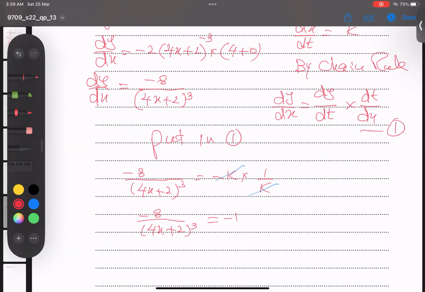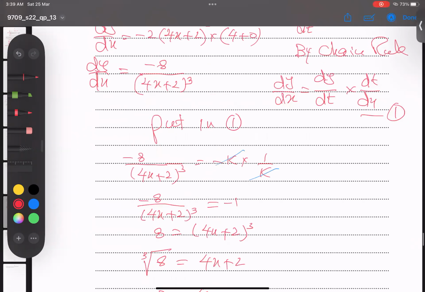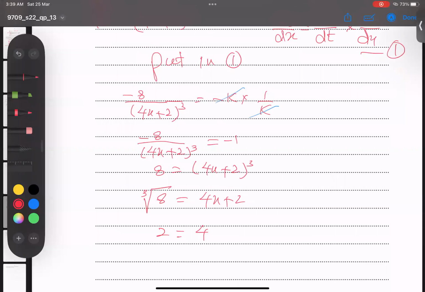Cross multiply, and this minus and minus will cancel out. I can say that 8 equals (4x plus 2) to the power 3. Take the cube root of both sides. When I take the cube root of 8, I get a 2. So I got 2 equals 4x. And one minute, please, recheck. Yeah. So this is 8 and cube root. So 4x is becoming 4x plus 2. And 2 will go there, subtract, and the x value is becoming 0.